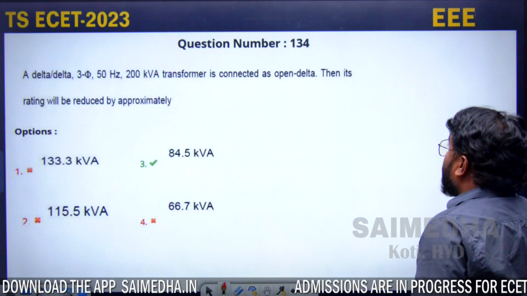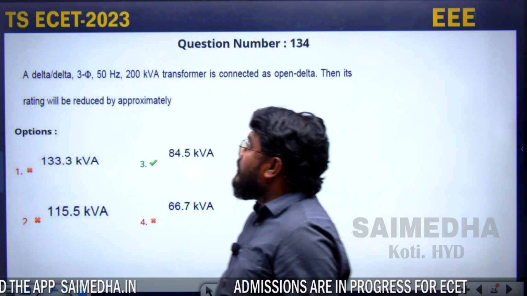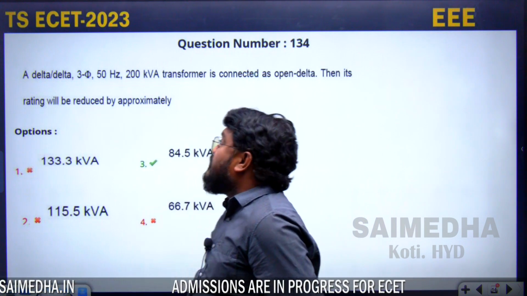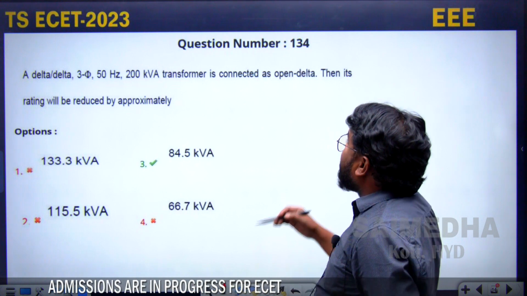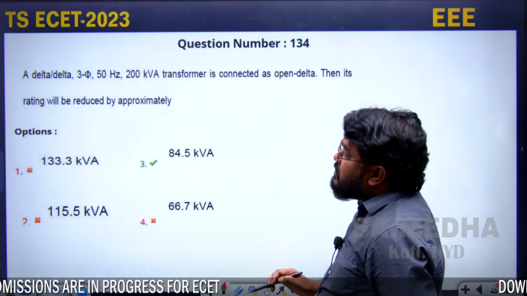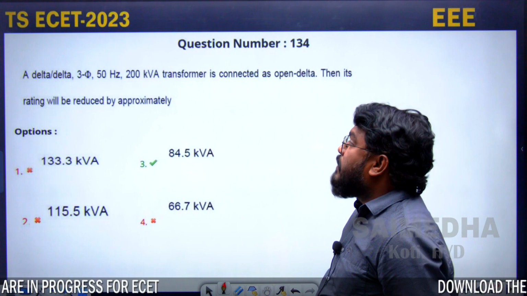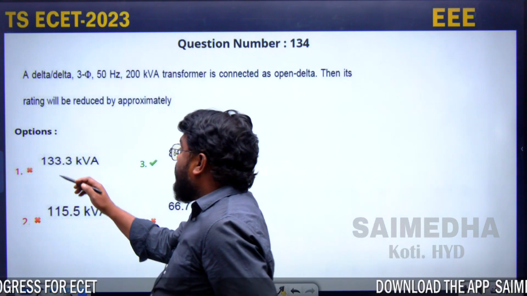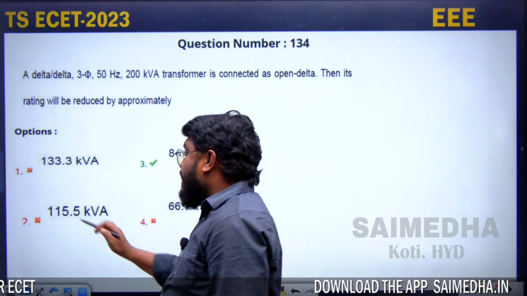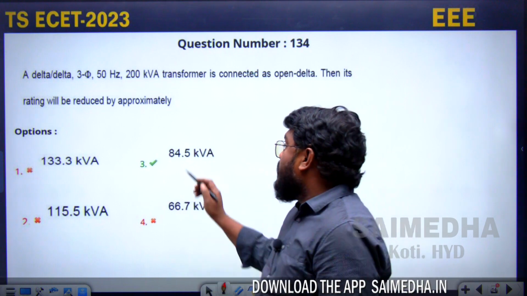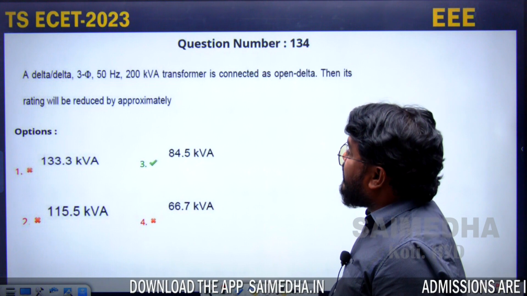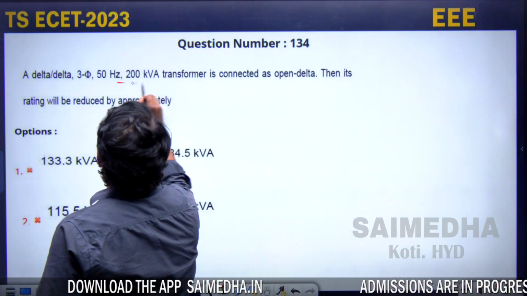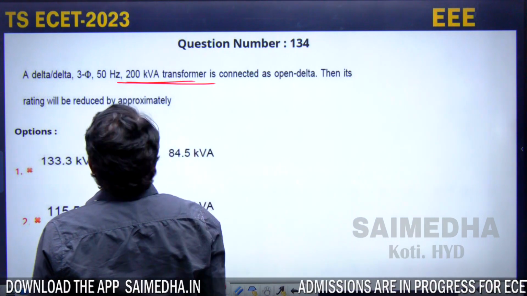And next let us solve question number 134. A delta 3 phase 50 Hz 200 kVA transformer is connected as open delta. Then the rating will be reduced by approximately: 133.3 kVA, 1.5 kVA, 84.5 kVA, 66.6 kVA. So this is the rating of the 3 phase transformer in closed delta connection.